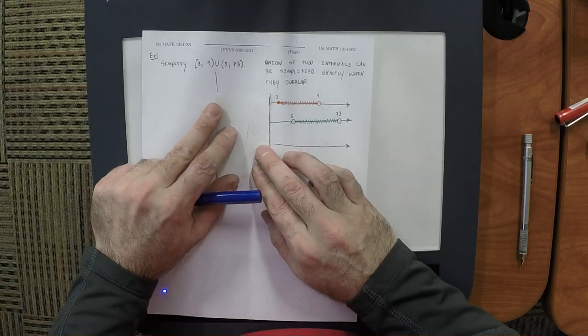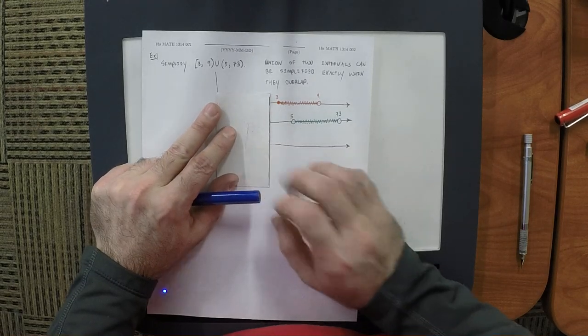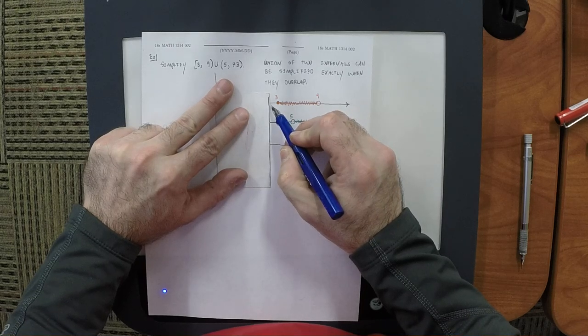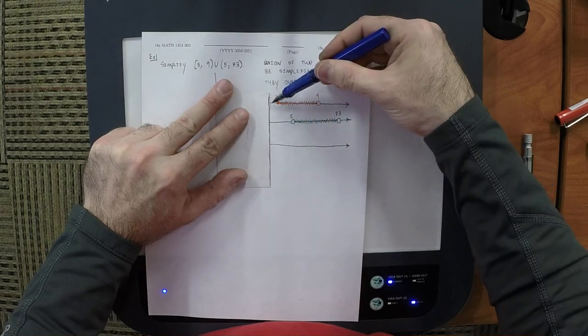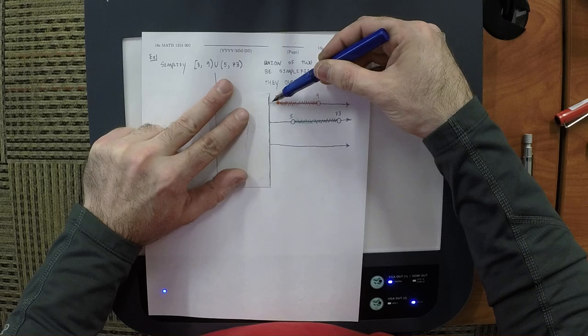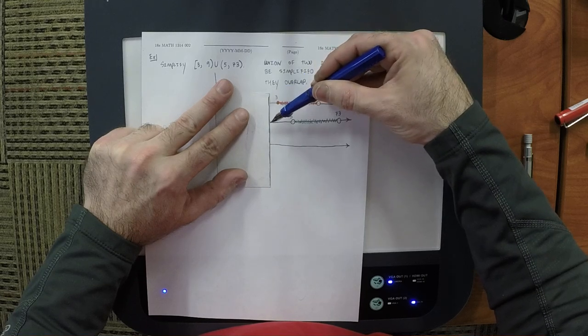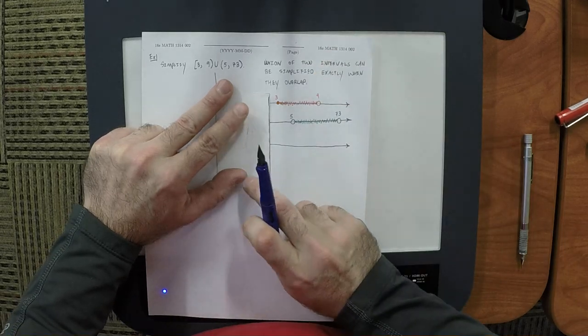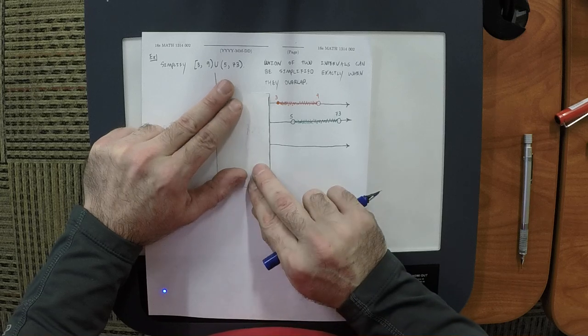So how about this point right here? That's like maybe something like 2. So is 2 a red point? It is not. Is it a green point? It is not. So that's not one of the points we're looking for. So we want to find all the points that are red or green or both.